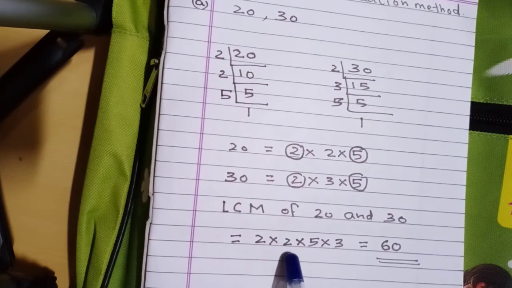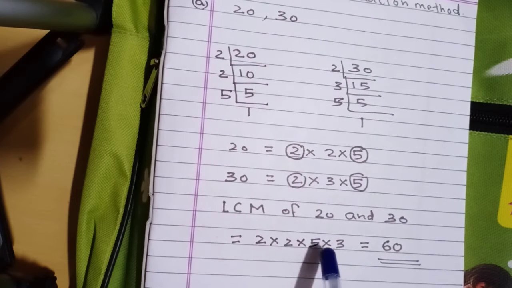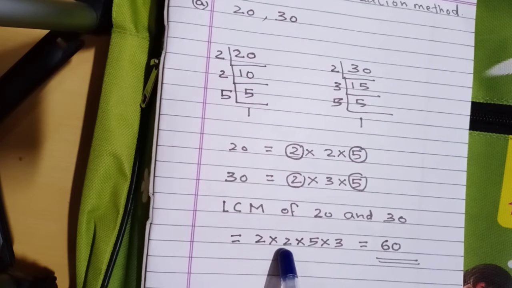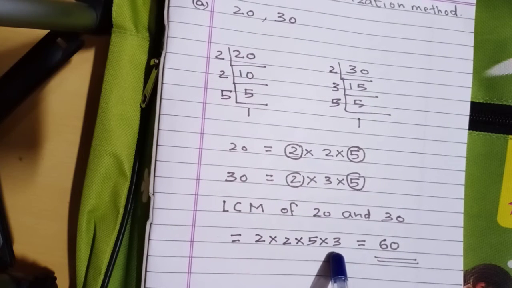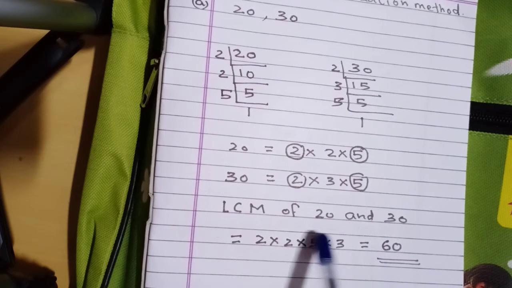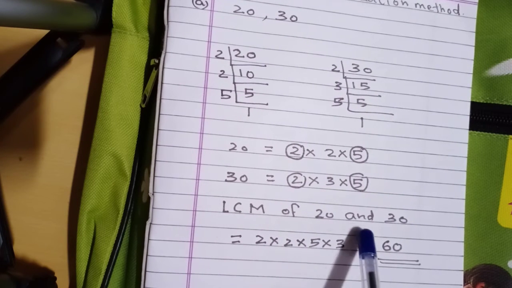So 2 into 2 into 5 into 3. 2 into 2 is 4. 4 into 5 is equal to 20. 20 into 3 is equal to 60. So LCM of 20 and 30 is equal to 60.